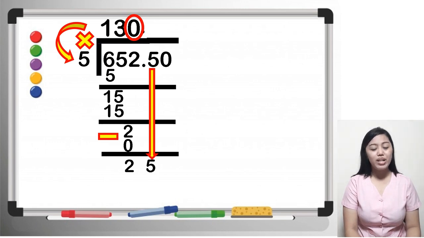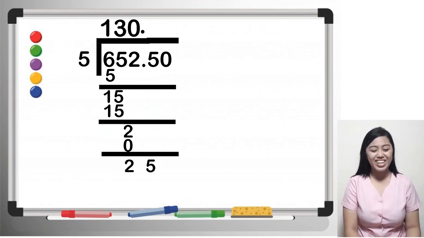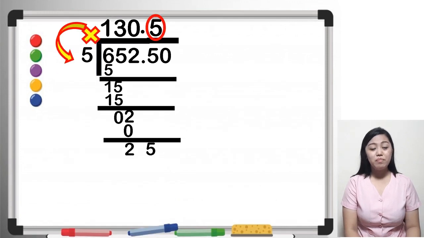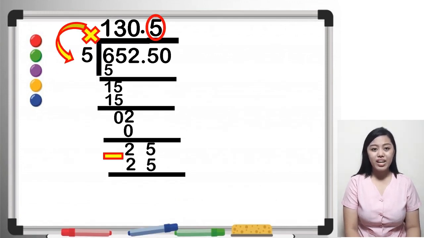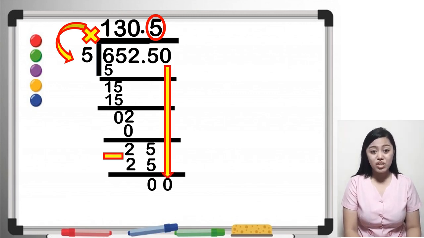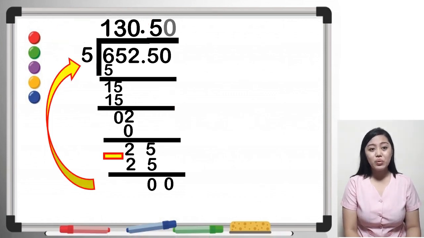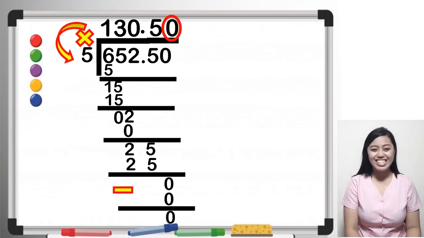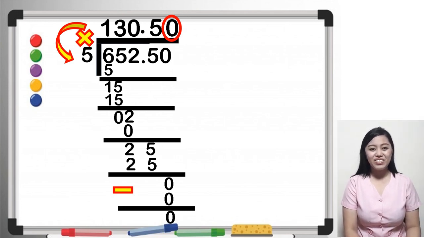Bring down 5. We will have a new dividend, which is 25. 25 divided by 5 equals 5. 5 multiplied by 5 equals 25. And subtract the 2 numbers, which is 0. Bring down 0 to have a new dividend. Repeat the process. 0 divided by 5 equals 0 and 0 multiplied by 5 equals 0. 0 minus 0 equals 0.